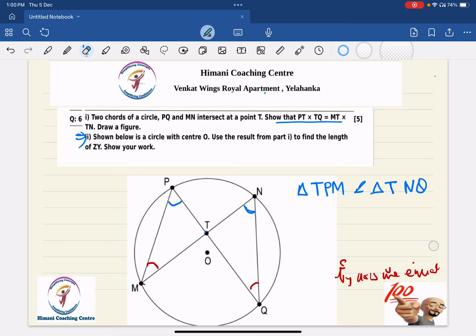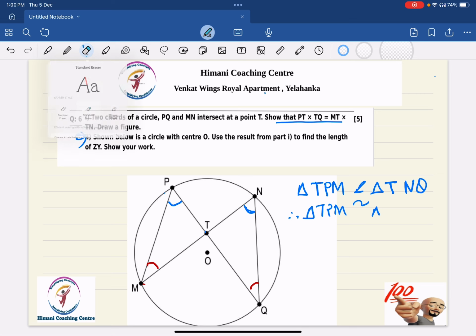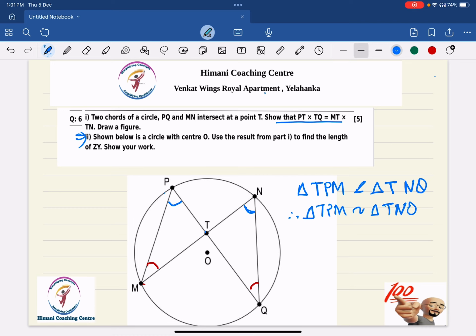We will get that the triangles are similar by AA. So let us do that now. So we will say therefore triangle TPM is similar to triangle TNQ. So because of that, what will happen?